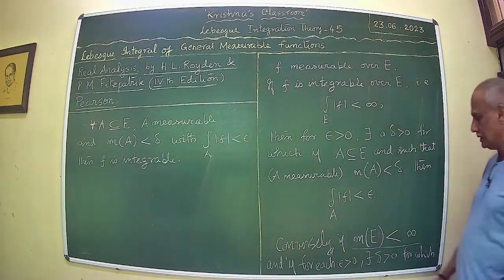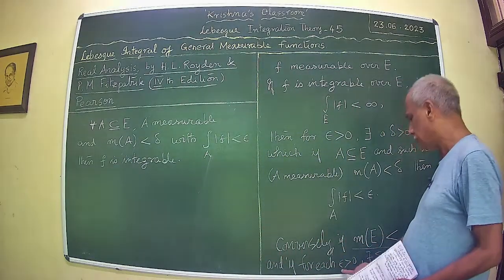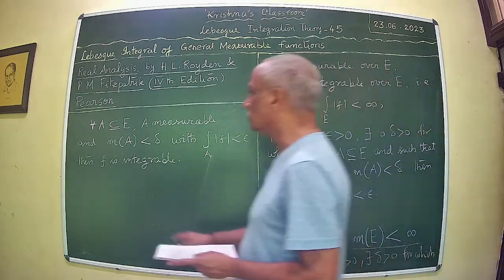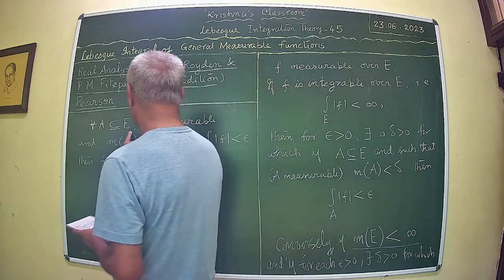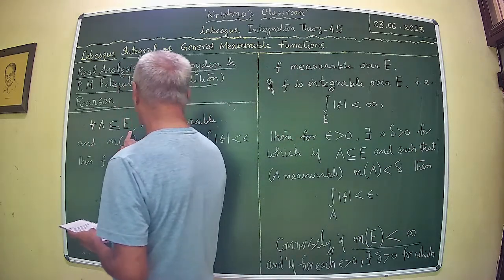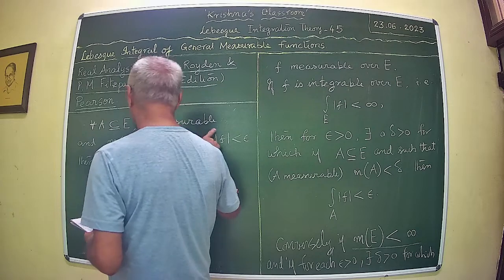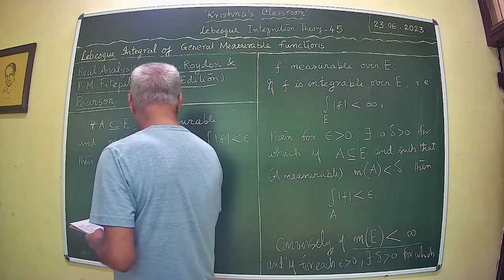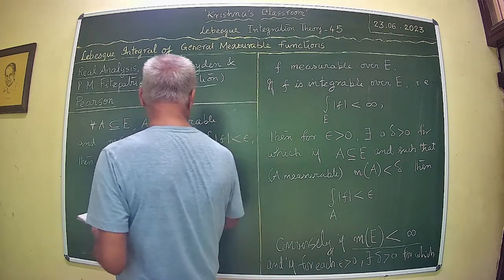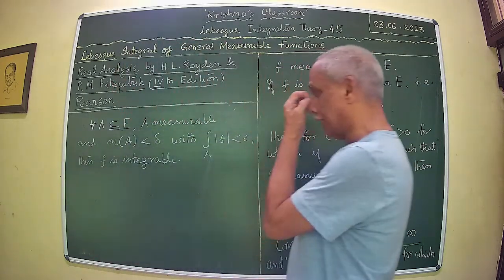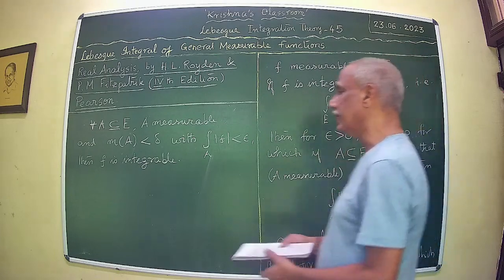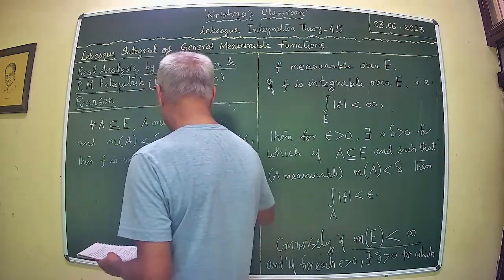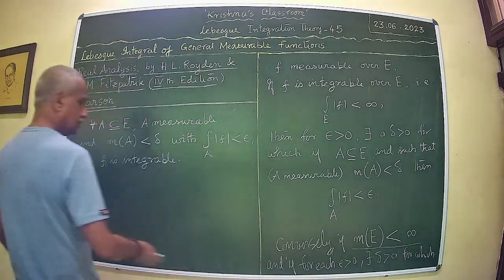So, what it says is that if for each epsilon positive, there corresponds a delta for which for every A contained in a subset of E, A is measurable and measure of A is less than delta with integral over A mod F is less than epsilon, then F is integrable. So, this is a sort of converse setting. Okay. So, let us work on this.